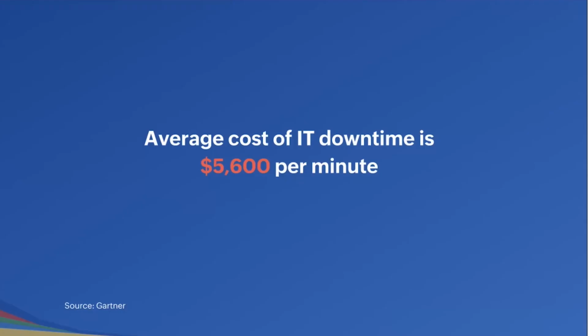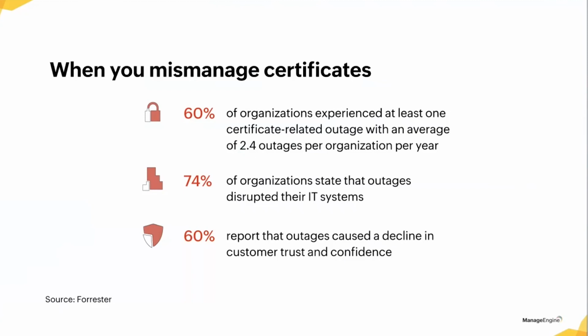According to Gartner, the average cost of IT downtime is around $5,600 per minute. And so when we mismanage certificates, around 60% of organizations have experienced at least one certificate-related outage, with an average of 2.4 outages per organization per year. And 74% of organizations state that outages disrupt their IT systems, and 60% report that outages caused a decline in customer trust and confidence. This report is from Forrester.